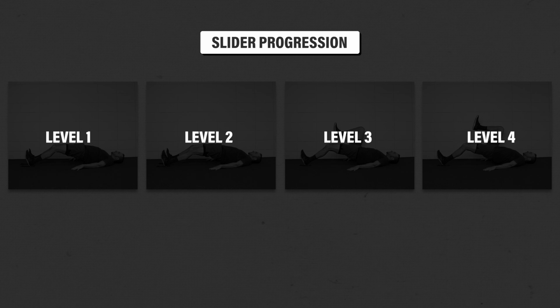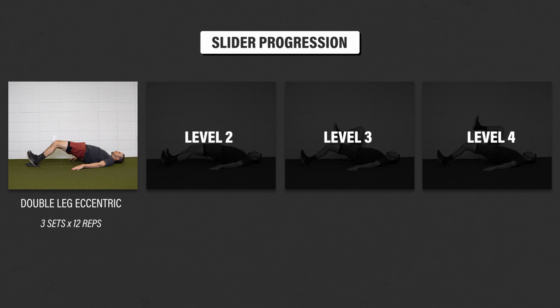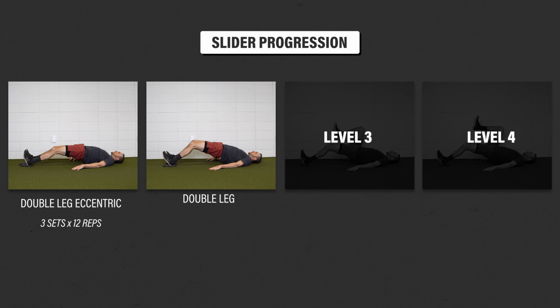Option 2, slider progression. Level 1, double leg eccentric. Start with your feet on sliders, bridge up, and then slowly straighten your knees. Lower your hips down, bring your feet back, and repeat. Aim for 3 sets of 12 repetitions. Level 2, double leg. Slowly slide your feet out, then use your hamstrings to pull them back in. Aim for 3 sets of 12 reps.